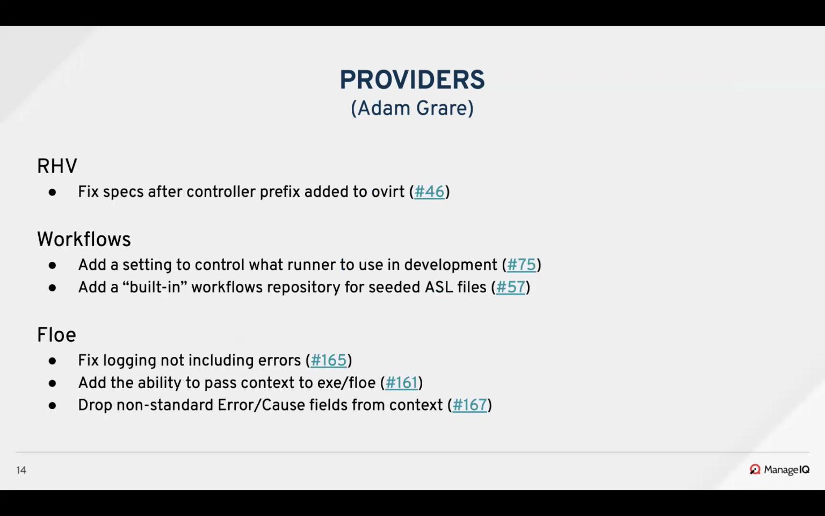For ReVM, I think Joe fixed some specs after we added a controller prefix to oVirt. So we just got the test green again. And for workflows, Keenan added a setting to control which runner to use in development mode. So if you have Docker, Podman, Kubernetes, etc., all available on your local system, you can use a setting in the development settings file to control which runner Floe will use when you're running it locally.